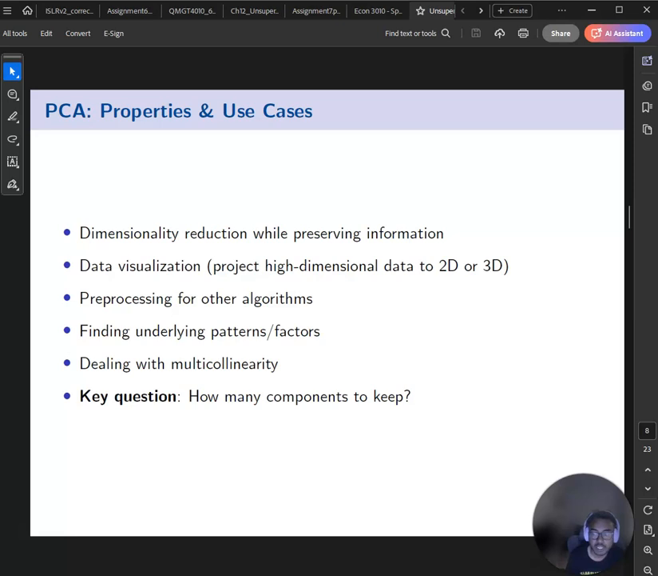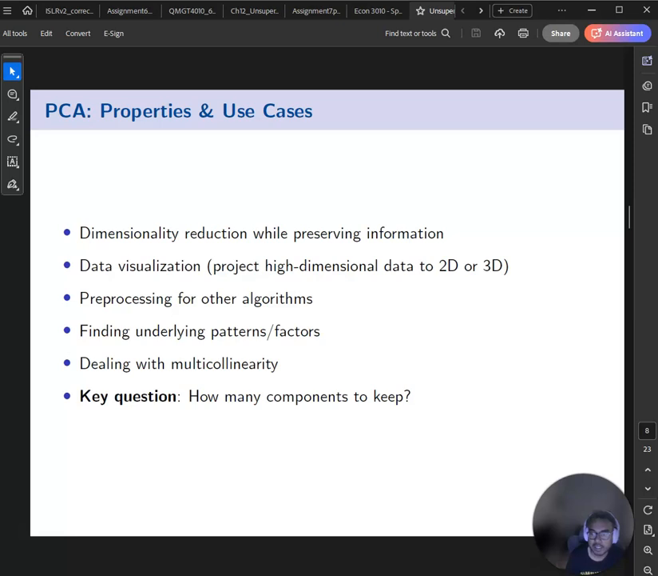Second, it's great for data visualization. We can take high dimensional data and project it onto 2D or even 3D, making it possible to visualize complex information. PCA is also commonly used as a pre-processing step for other algorithms. Many machine learning methods perform better when the input features are uncorrelated, which is exactly what PCA gives us.